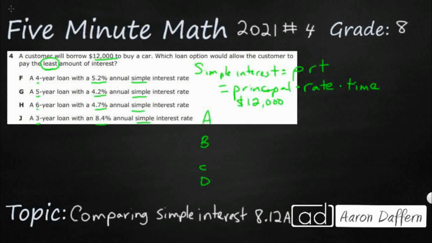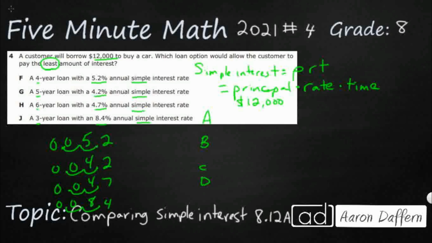All right, so each of these rates is going to be in a percent. All right, so 5.2. We've got 4.2, 4.7, 8.4. In order to multiply these, we want to look at them as a decimal. So how do we change from a percent to a decimal? Well, we move the decimal over twice to the left. So the 5.2% is really 0.052. 4.2 is 0.042, so on and so forth.